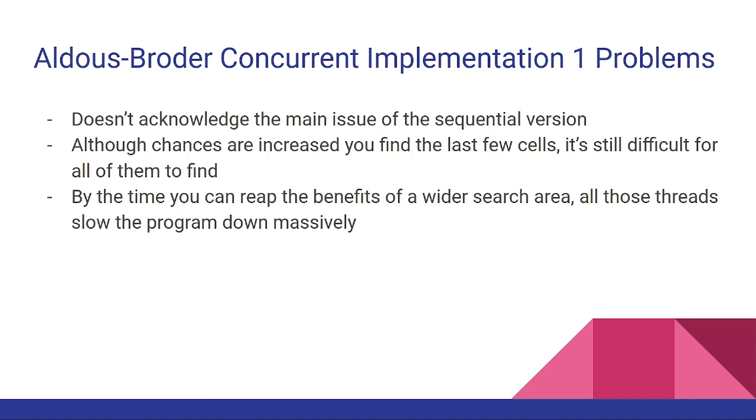By the time you can reap the benefits of a massive search area, like let's say with 20 threads, 50 threads, 100 threads, etc., all those threads slow down the program massively due to the fact that each and every thread is doing constant calculation, constant movement, and constant random number production. It takes a load on the CPU and thus increases the latency of this program.